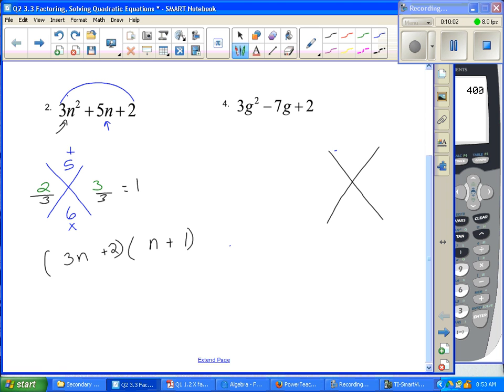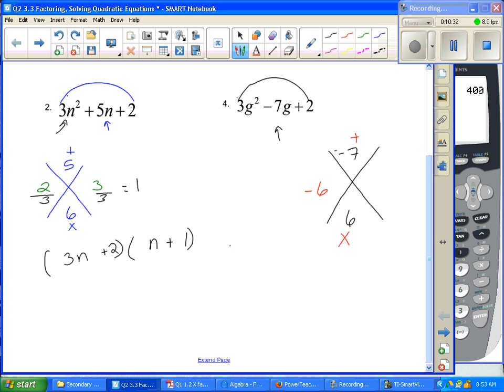This next one over here, same thing, because the coefficient in front of the g squared is not a 1. I have to multiply the a and the c together. So I have to go 3 times 2, which gives me 6. And then you put the b value up at the top. And then it's coming up with two things that multiply to give 6, that add to give negative 7. And what would that one be?